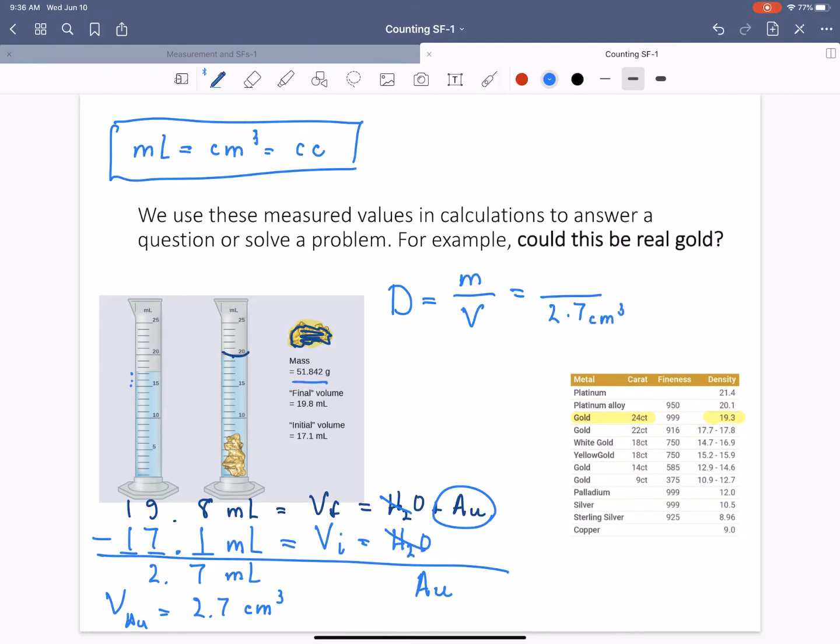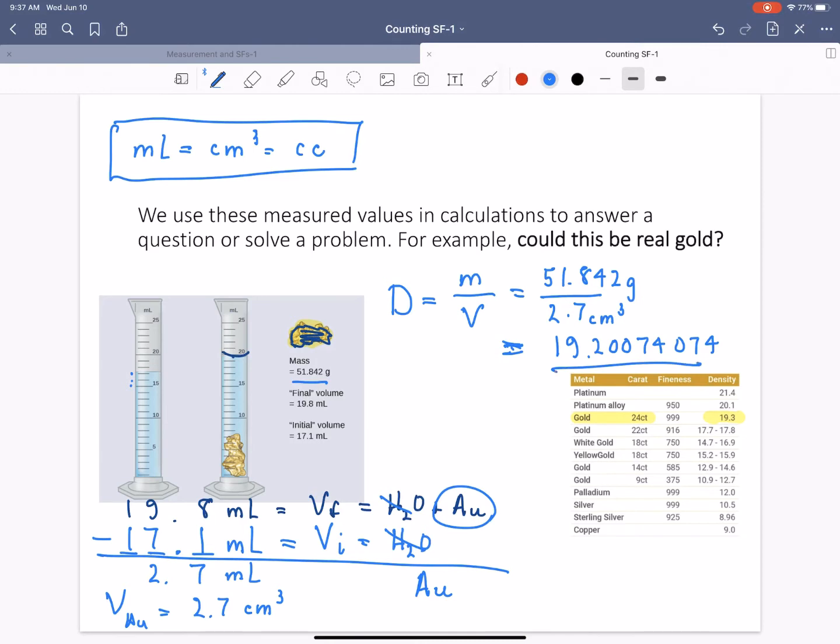The mass given on the balance is 51.842 grams. We put that in our calculator and we get a number. And the number that our calculator spits out is very long. It's equal to 19.20074074, and the calculator doesn't give us units.